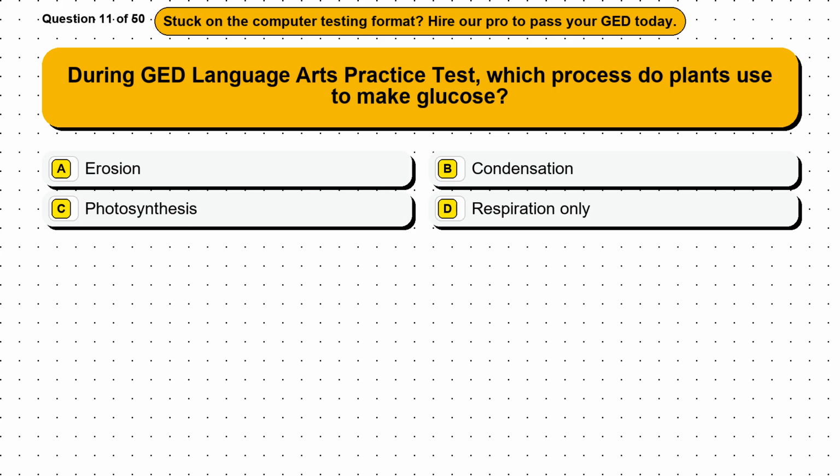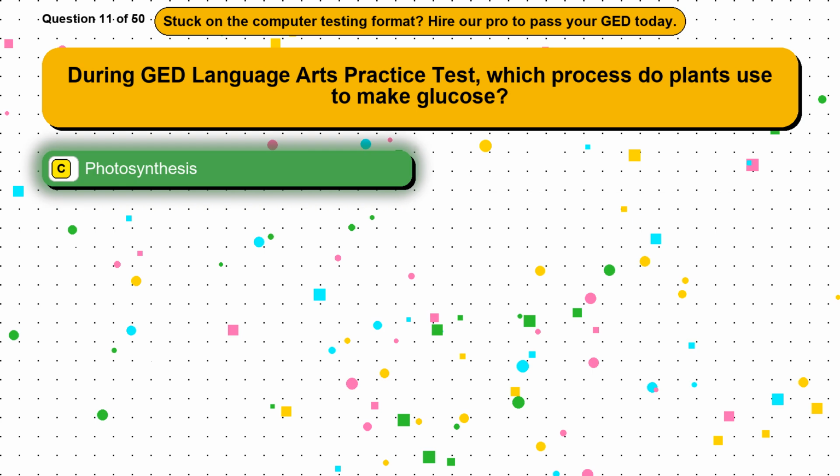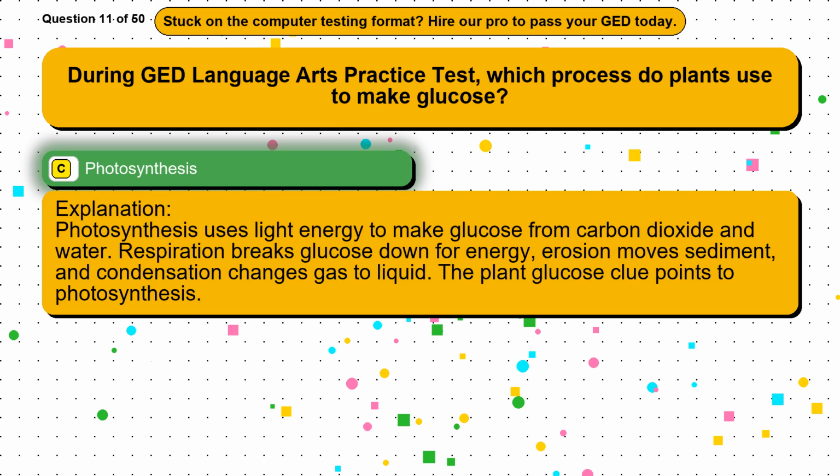Question 11. During GED language arts practice test, which process do plants use to make glucose? Option A, erosion. Option B, condensation. Option C, photosynthesis. Option D, respiration only. The correct answer is option C. Photosynthesis. Photosynthesis uses light energy to make glucose from carbon dioxide and water. Respiration breaks glucose down for energy, erosion moves sediment, and condensation changes gas to liquid. The plant glucose clue points to photosynthesis.